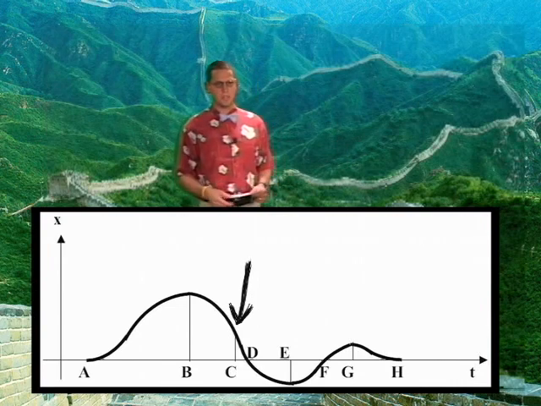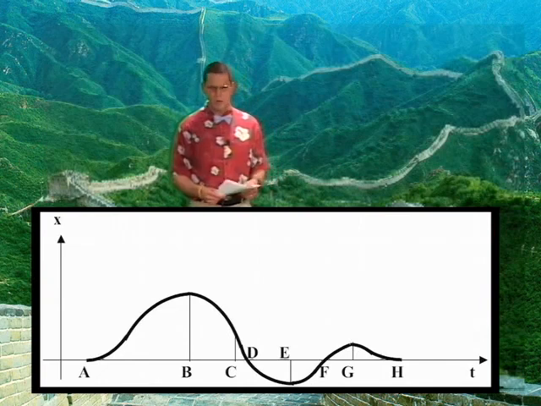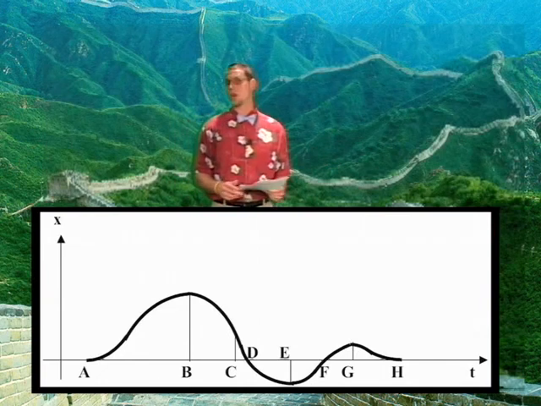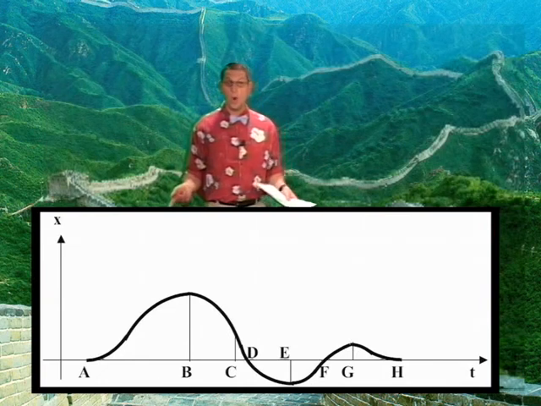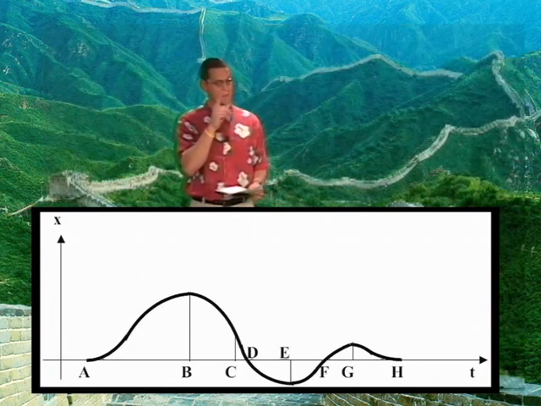Now, here's a good question. If a river was to flow through the Great Wall, through this little valley right here, where on the graph do you think the river would actually flow? Would it flow at B? River flowing uphill? Not very likely.